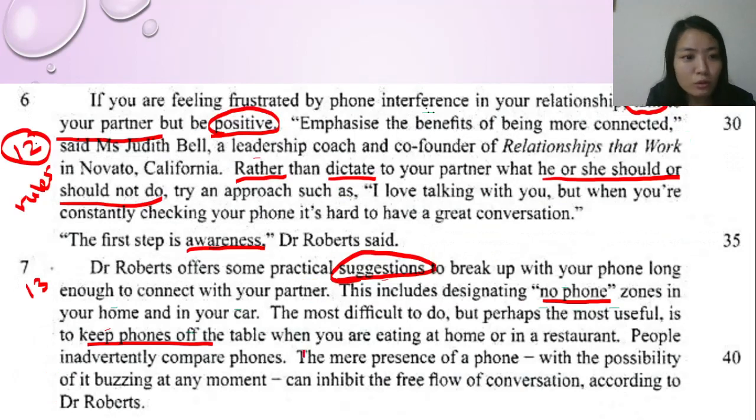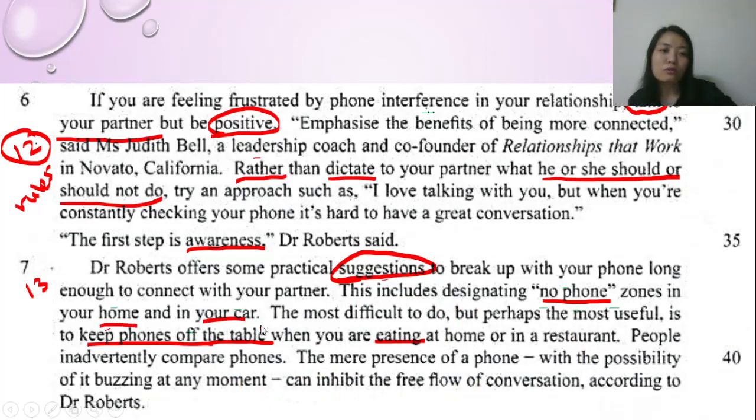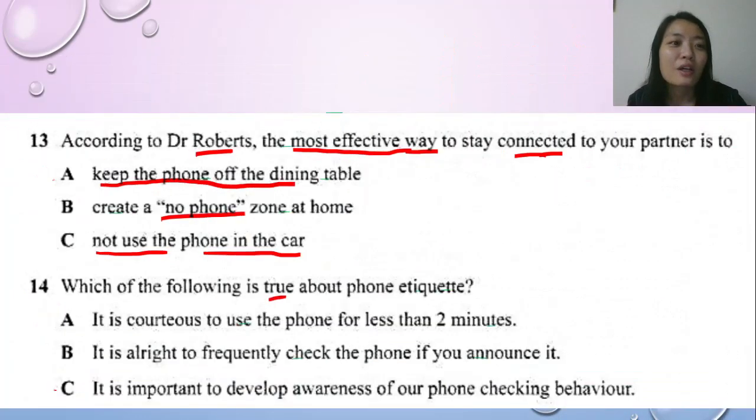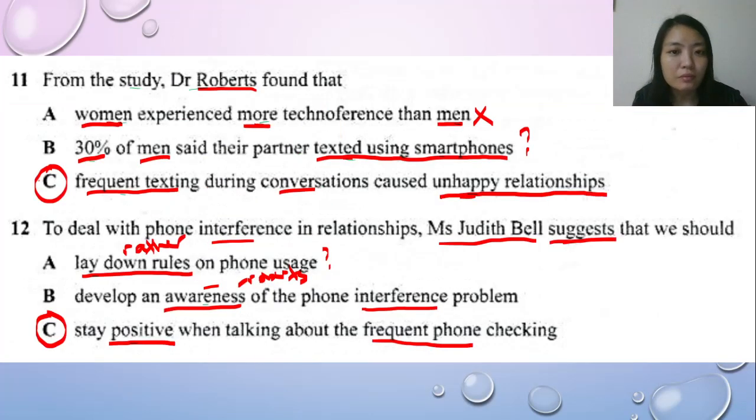Okay, no phone zone. Keep phone off the dining table. That means when you're eating. And then it says no phone in the car also, right? No phone zones in your home and in your car. Oh, also correct. Again, go back to the keywords of the questions. Don't panic. Okay, it says here most effective way. Phone, dining table, no phone zone at home. Don't use phone in the car. Most effective way to stay connected.